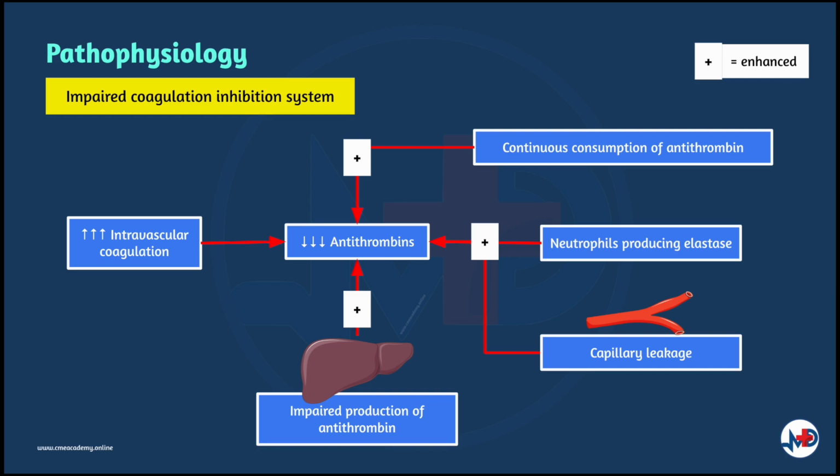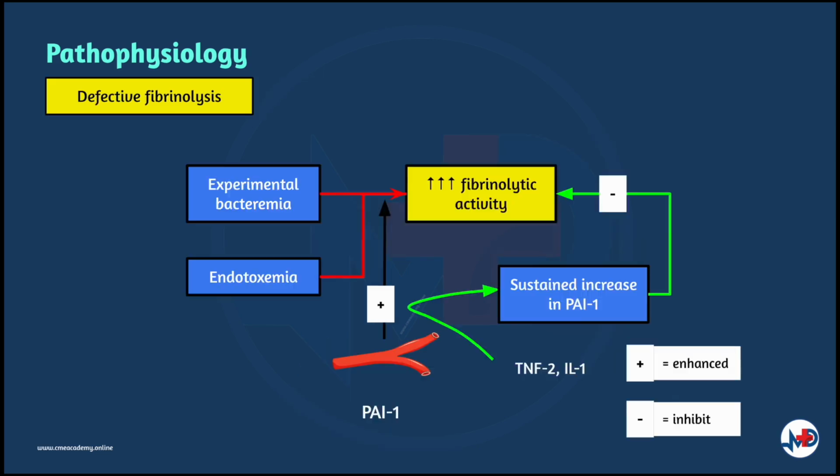Do note that antithrombin is produced in the liver, and liver damage secondary to underperfusion and microvascular coagulation can again lead to impaired production of antithrombin. In defective fibrinolysis, experimental bacteremia and endotoxemia result in a rapid increase in fibrinolytic activity, most probably caused by the release of plasminogen activator from endothelial cells.